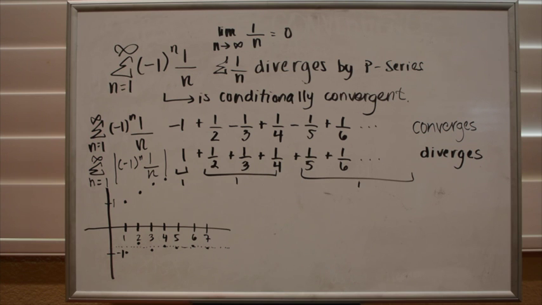So therefore, our original series, -1 to the n times 1 over n, is going to conditionally converge because the only reason it converges is because it's an alternating series.